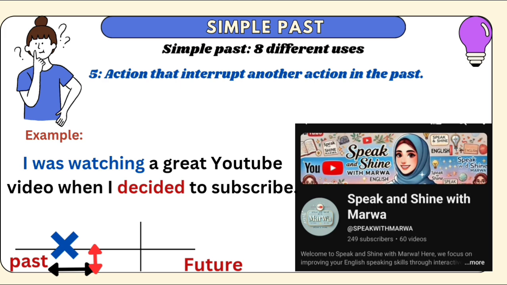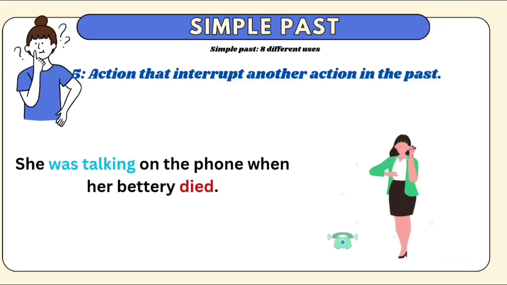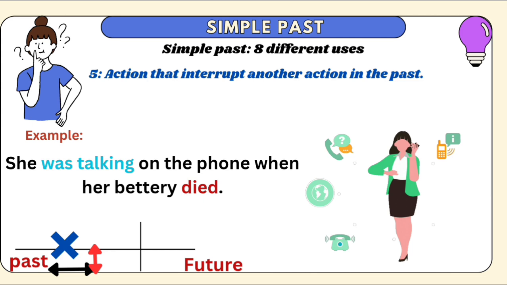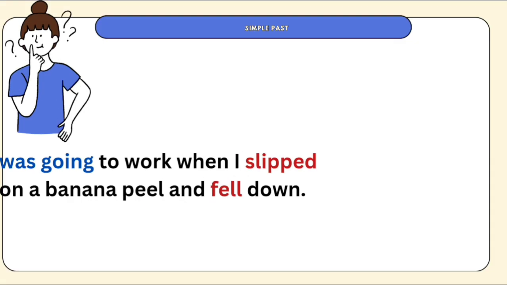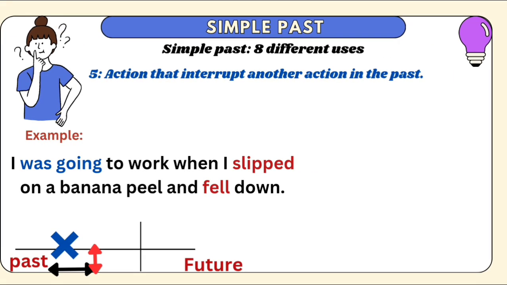Here's another example. She was talking on the phone when her battery died. So she was talking, and then she got this little icon on her phone, and then her battery died. One more example. I was going to work when I slipped on a banana peel and I fell down. I was going to work, an ongoing action, when I slipped on a banana peel and I fell down.